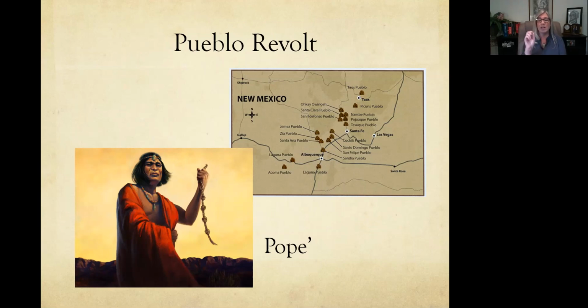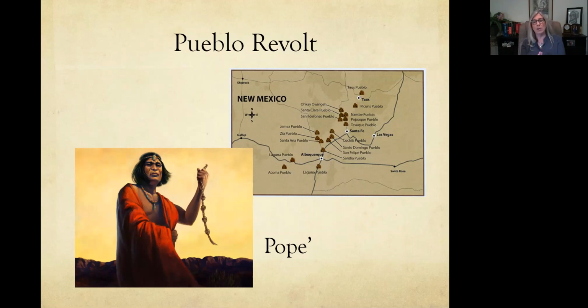So the Spanish had set up these missions in remote areas outside of Mexico City, and had hoped to convert natives. And they had had enough. Pope gets these tribes together. They go and they capture Santa Fe, and they force the Spanish out. And they have won this revolt.